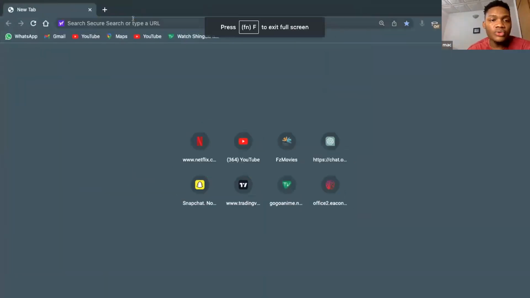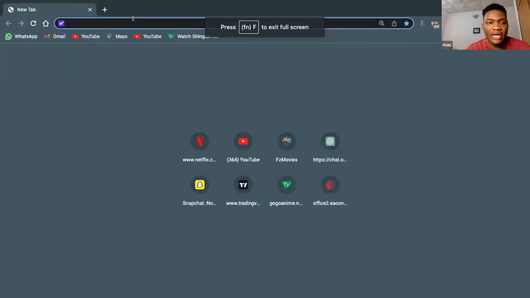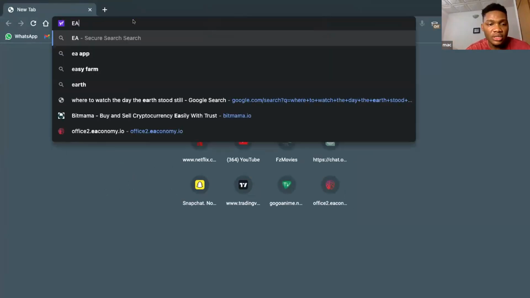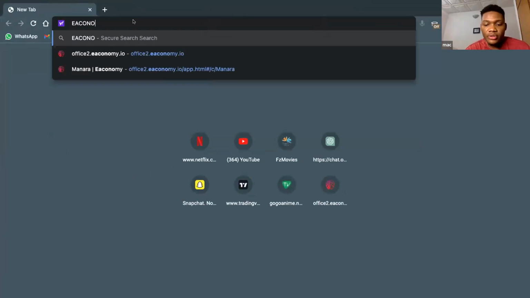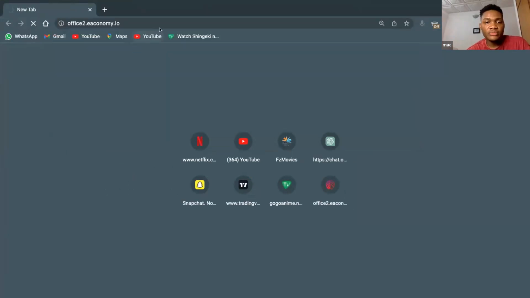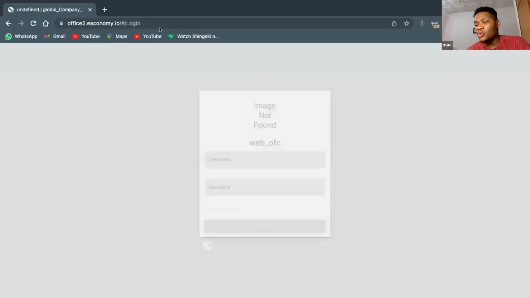Then you go to the Academy website, type your Manara economy. You can see it will pop up here. If you see something like this, just click on it. Then it will automatically bring you, let's wait for that to load.